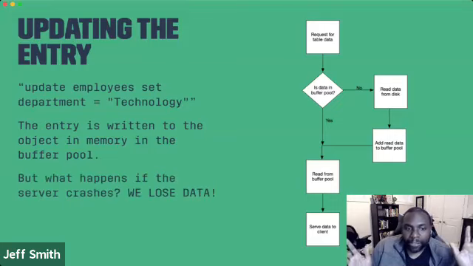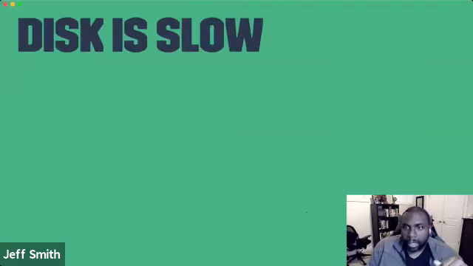But if the server crashes, if that update is only in memory, what happens? We lose the data, right? Well, databases have a way to deal with that as well. Again, going under the mantra, disk is slow. So we're always trying to optimize for disk performance.